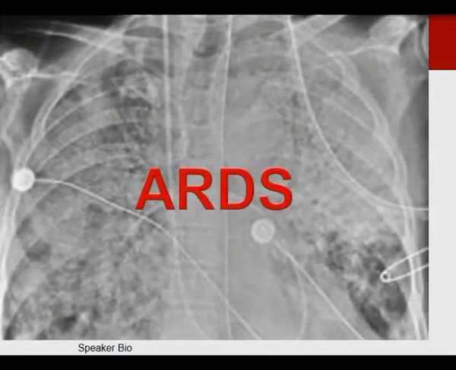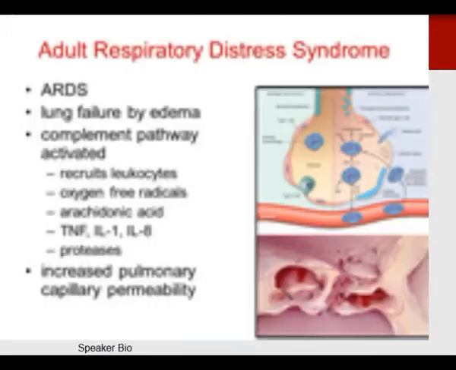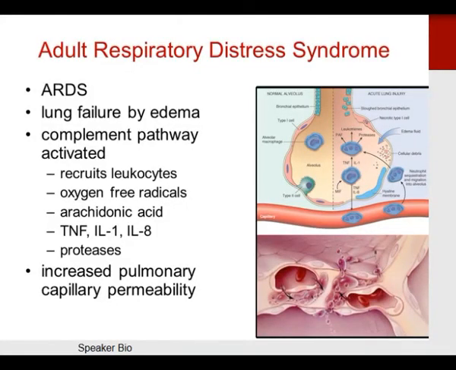So ARDS is another postoperative complication that's important for orthopedic surgeons to recognize. This is adult respiratory distress syndrome, or ARDS. This is lung failure caused by edema. The complement pathway has been activated here, and leukocytes and free radicals have been recruited into the area of the lungs. You have inflammatory enzymes and proteases which occur in here. Ultimately, you have increased pulmonary capillary permeability, which causes this ARDS.